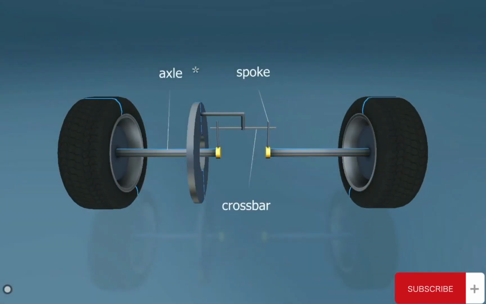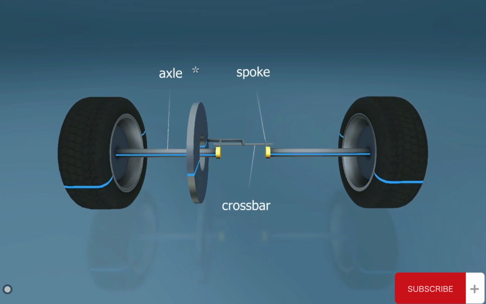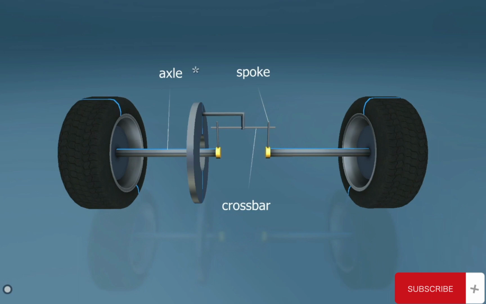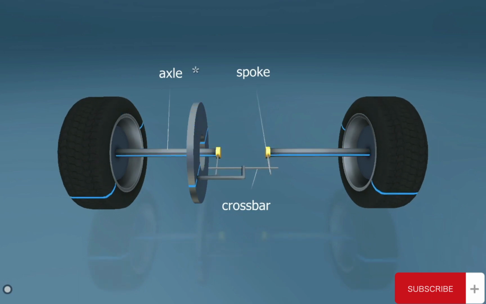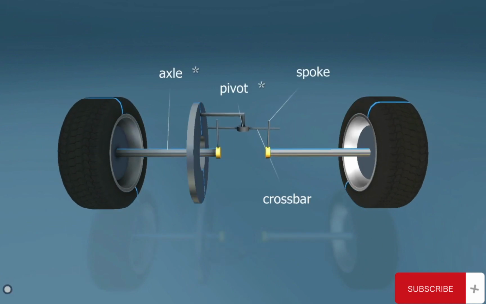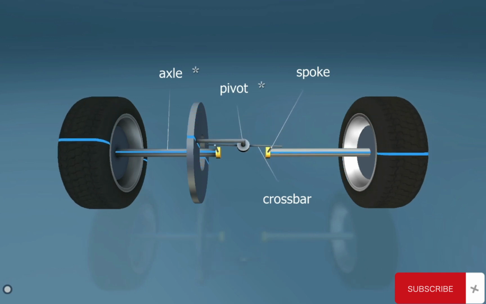Now let's see how the differential evolved. The two driven wheels are mounted on separate axles. There are spokes attached to the inner end of both axles, which are driven by a crossbar pressed against them. The wheels can only rotate simultaneously at the same speed. When the crossbar is fixed on a pivot, it allows the crossbar to turn in either direction. This allows one wheel to turn even when the other is stationary.